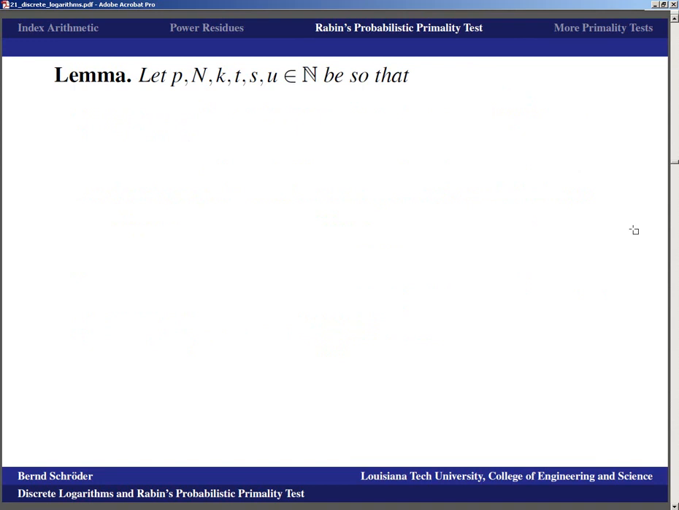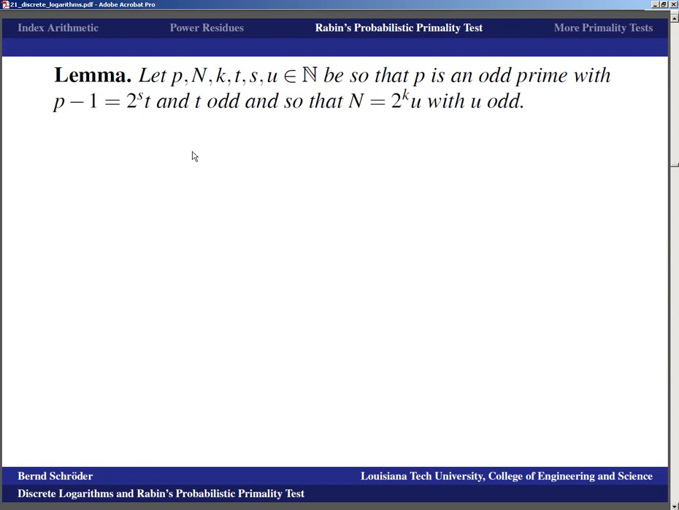Okay, now we've got one. Yeah, that's one of those results that I really like, because there's a bunch of letters to remember, so let's see if we can work our way through that. So let P, capital N, K, T, S, and U be natural numbers, so that P is an odd prime number, so that P minus 1 is 2 to the S times T, and T is odd. So let's make sure that this becomes a bit more natural. When you've got an odd number, P minus 1 is even, and for an even number, it is very natural to say that we want to break that into a power of 2, which is 2 to the S, times an odd number, which is T.